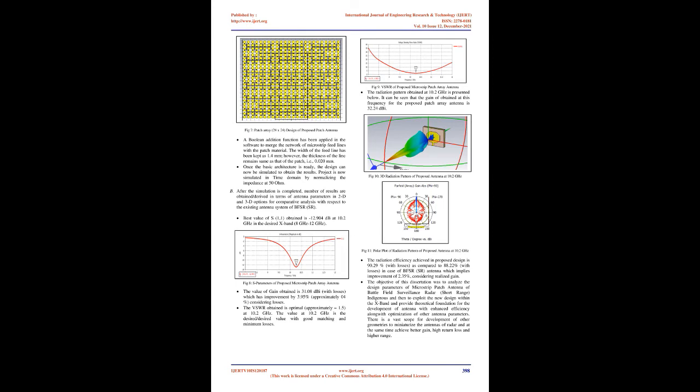Once the basic architecture is ready, the design can now be simulated to obtain the results. The project is now simulated in time domain by normalizing the impedance at 50 ohm. After the simulation is completed, a number of results are obtained in terms of antenna parameters in 2D and 3D options for comparative analysis with respect to the existing antenna system of BFSR, SR.